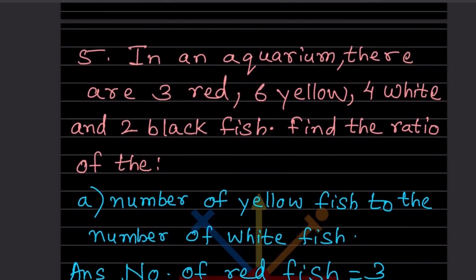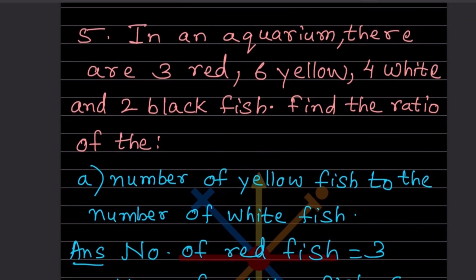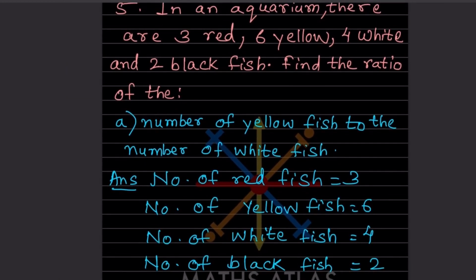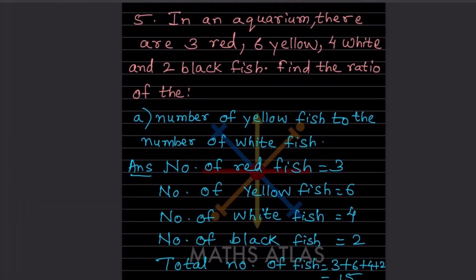Now in the next question it says that in an aquarium there are 3 red, 6 yellow, 4 white and 2 black fish. Find the ratio of the number of yellow fish to the number of white fish. So what are we going to do first over here? We are just going to note down all these things, meaning how many red we have. Number of red fish, it's given 3 red. When you put a dot, that means number. Number of red fish, how many are there? 3. So I put is equal to 3. 6 yellow, number of yellow fish, that is 6. Then this is white. So number of white fish is 4. And 2 black. So number of black fish is 2.